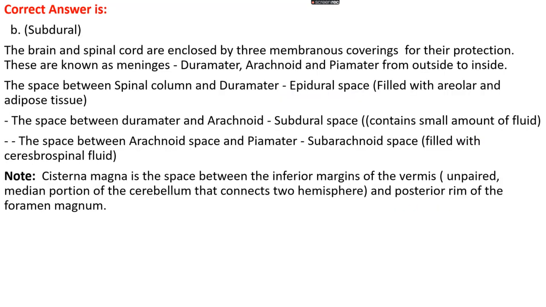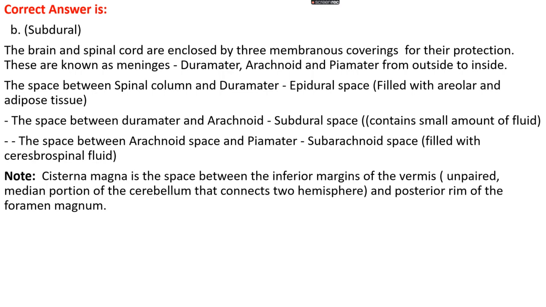Okay. The brain and spinal cord are enclosed by a membranous covering for their protection, known as meninges. The meninges are of three types: the dura mater, arachnoid, and pia mater. From outside to inside, the space between the spinal column and the dura mater is known as the epidural space, which is filled with areolar and adipose tissue. The space between the dura mater and the arachnoid is known as the subdural space, which is filled with a small amount of fluid. And the space between the arachnoid and the pia mater is known as the subarachnoid space, which is filled with CSF, that's cerebrospinal fluid.